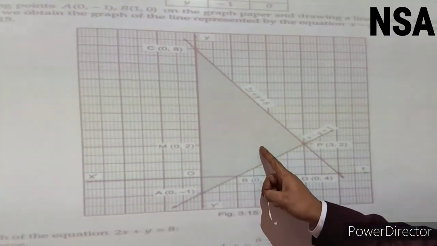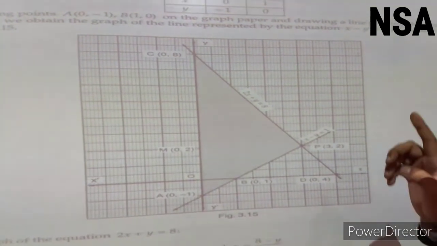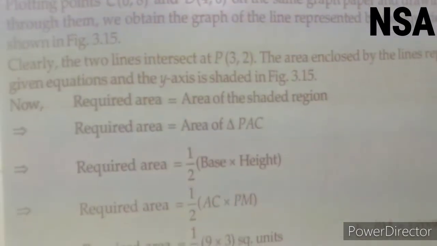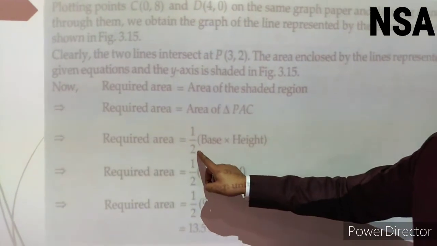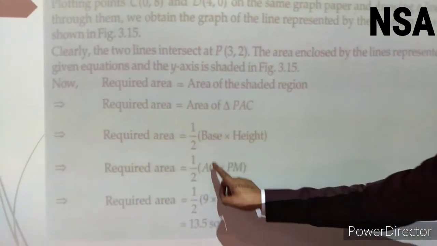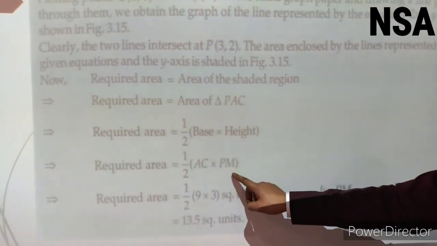So this is the triangle whose area we have to find in this question. Once you have shaded the triangle, now how do we find the area? You use the same formula: half into base into height. Here the base is your AC and your height is your PM.